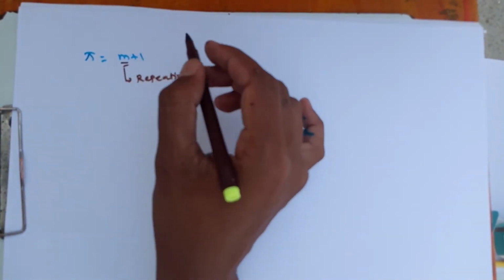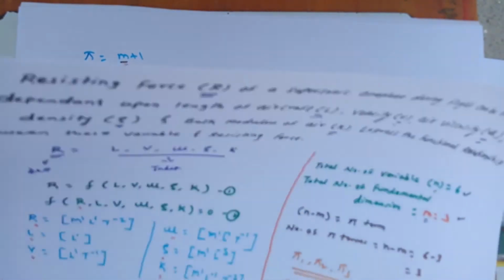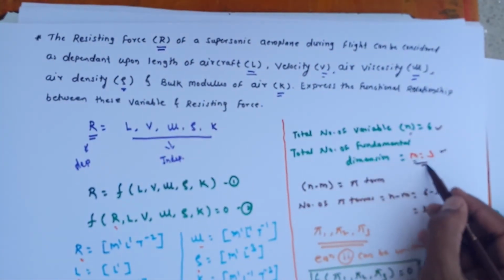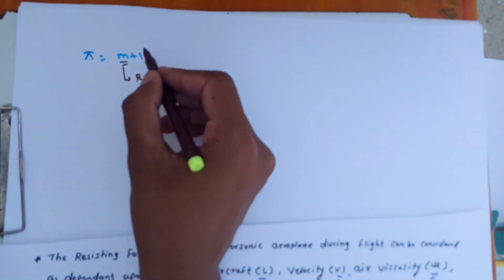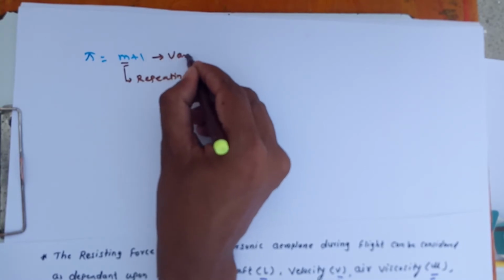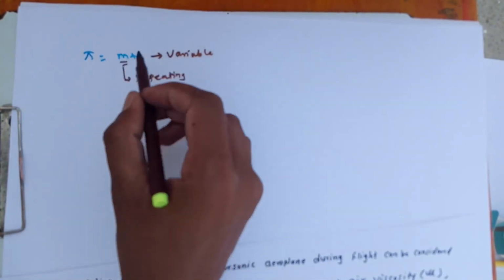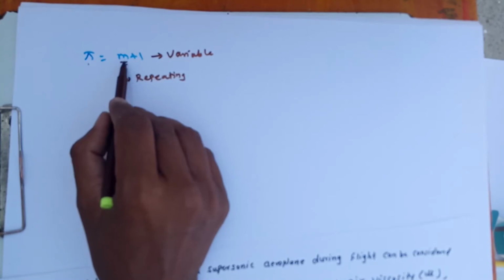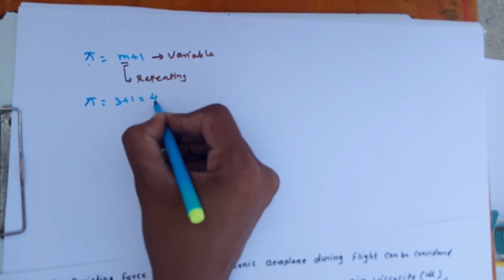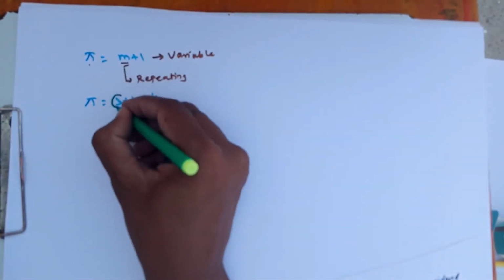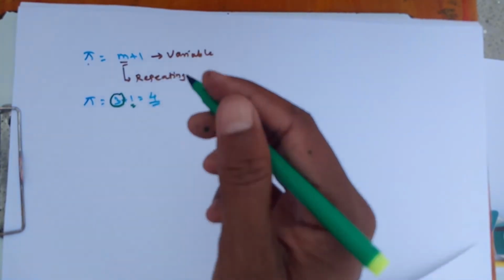So here we know that the number of fundamental dimensions is equal to 3. That's why in this equation the variables in each pi term will be equal to 3 plus 1, that is 4. So each pi term will consist of 3 plus 1 variables, which is equal to 4. Out of that, 3 will be repeating variables and 1 will be a non-repeating variable.